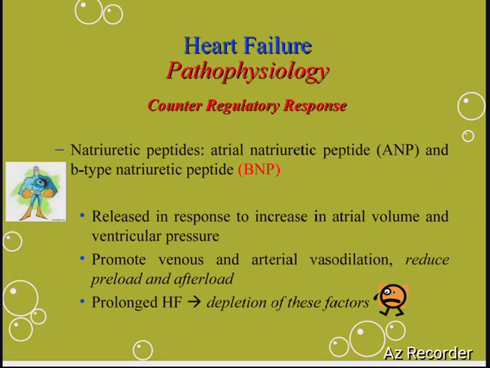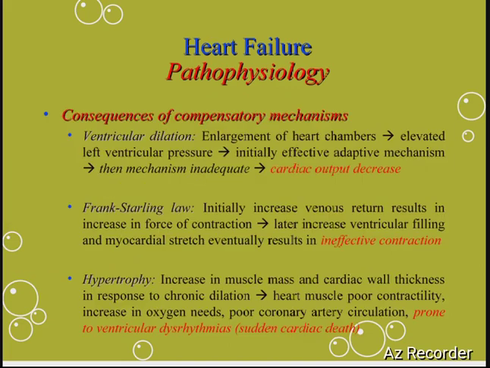Counter-regulatory. Natriuretic peptides, atrial natriuretic peptide and B-type natriuretic peptide, are released in response to an increase in the atrial volume and the ventricular pressure. This promotes venous and arterial vasodilation, reducing the preload and the afterload. Prolonged heart failure leads to the depletion of these factors.